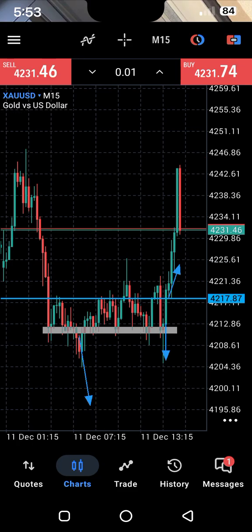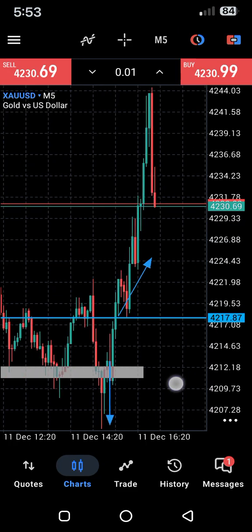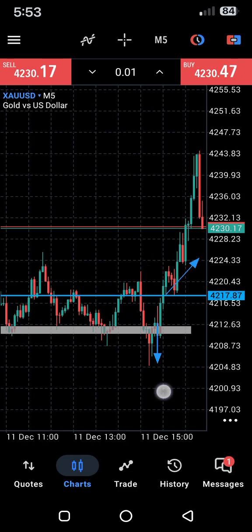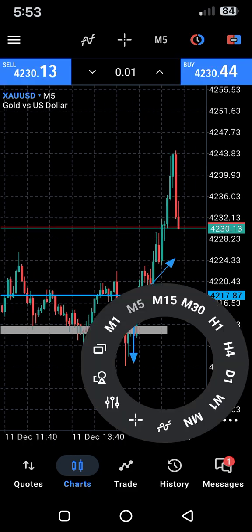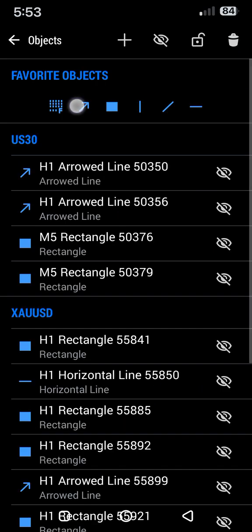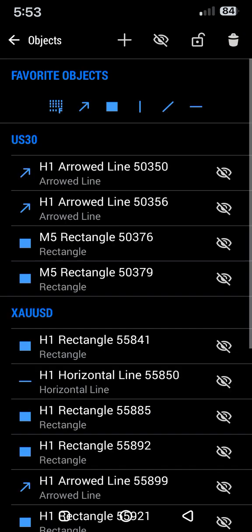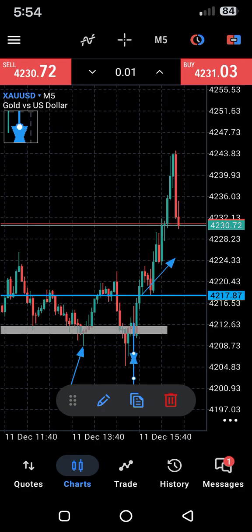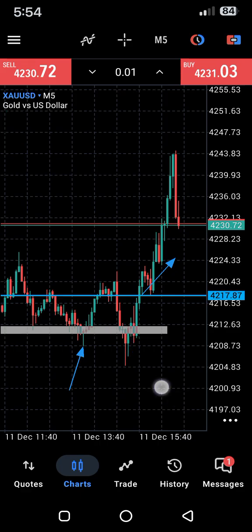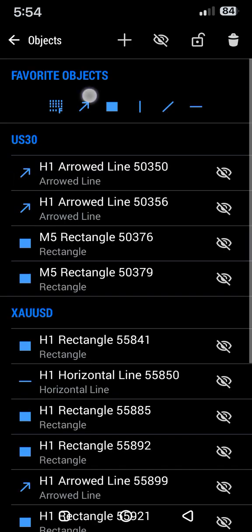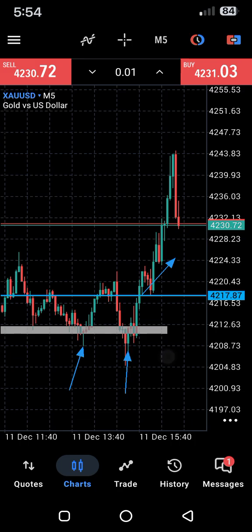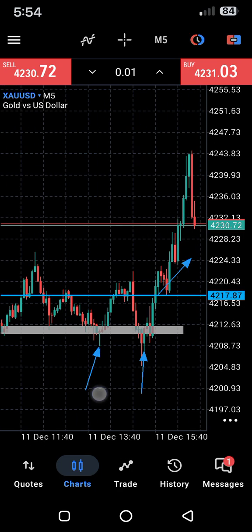And the funny thing is that if you go to the M5, you can see the picture even more clearly. We see that previously price was making lower lows. So this was the previous low, and then this was the previous lower low. So price was making lower lows in the market. But then all of a sudden price broke structure.